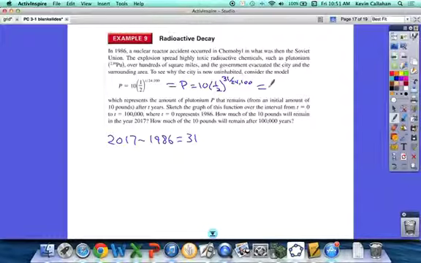10 times 0.5 to the 31 divided by 24,100. 9.99. So how much is it lost? It started at 10, and now it's 9.99. It's like all there still. Nothing has really gone away.